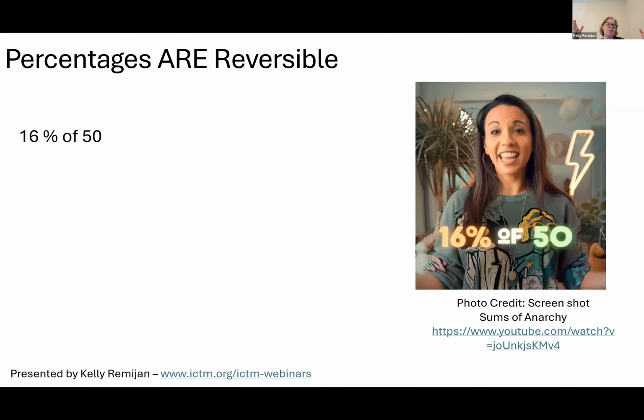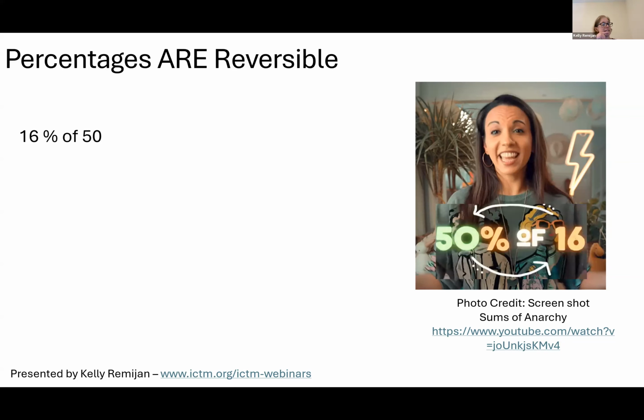Why is that? You shouldn't believe everything online on social media. Is this true? Are percentages actually reversible? Well, let's talk about this. What does that mean? If percentages are reversible, that would mean that 16% of 50 would be the same thing as 50% of 16. Interesting. Again, I've never really even thought about this before. So, but why? First of all, is this true? And if it is, why is this true?